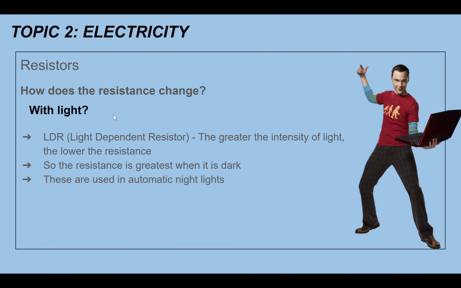How does the resistance change with light? LDRs, light-dependent resistors. The greater the intensity of light, the lower the resistance. So the resistance is greatest when it is dark. These are used in automatic night lights.